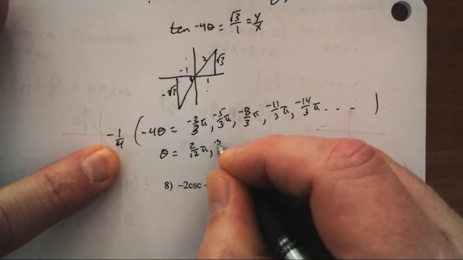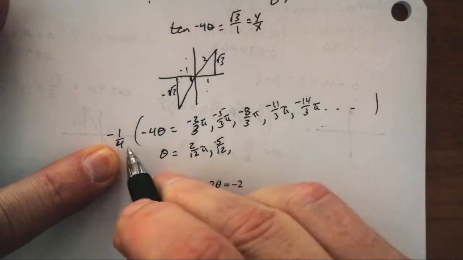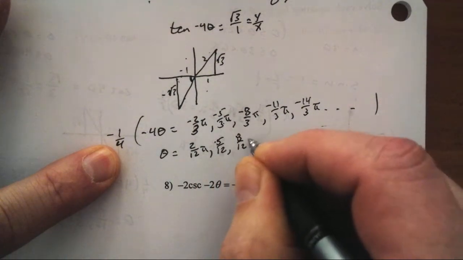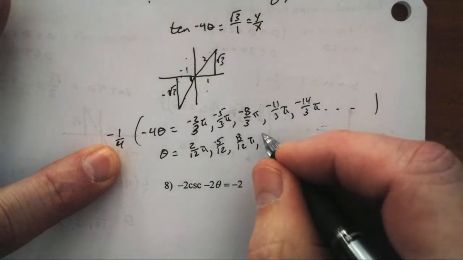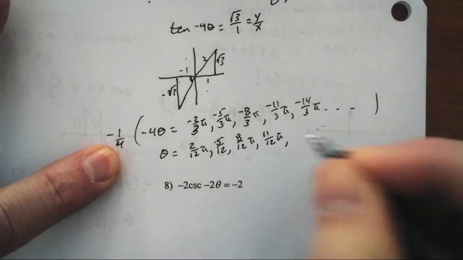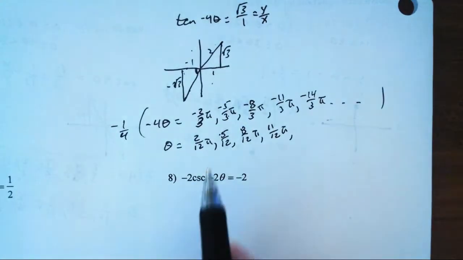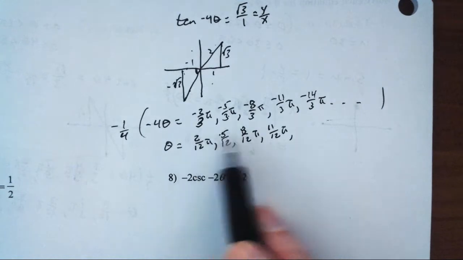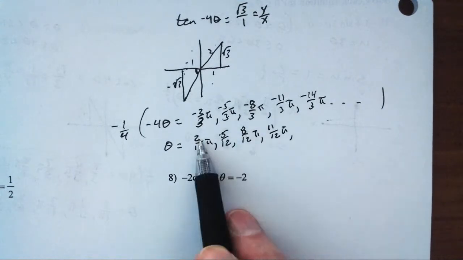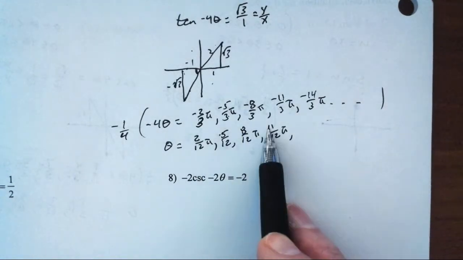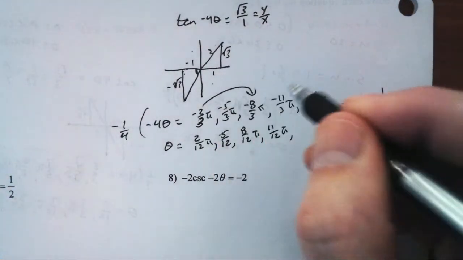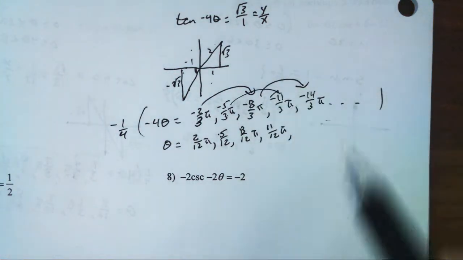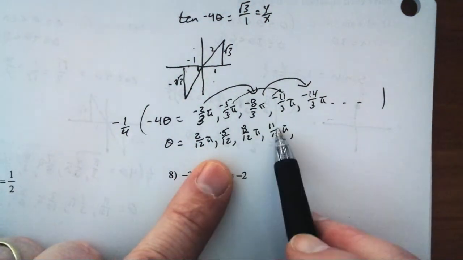We get positive 5/12 pi. We get positive 8/12 pi. We get positive 11/12 pi. And do we see the pattern? From here to here, there's 6/12, right? From here to here, there's 6/12. Remember, our pattern goes from here to here to there, right? That's the next revolution. These go together. So plus 6/12, plus 6/12.